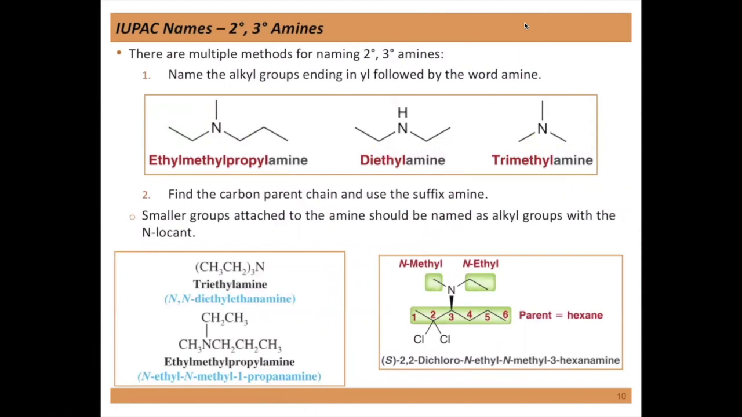There is another way of doing it, and it's like naming ethers, where we simply name the groups around the amine and append amine at the end. So in this example right here, we alphabetize the groups. Around that amine, we have an ethyl, methyl, and a propyl. So we call it ethyl methyl propyl amine, just as if we had an ethyl propyl ether. So we would just say ethyl propyl ether.